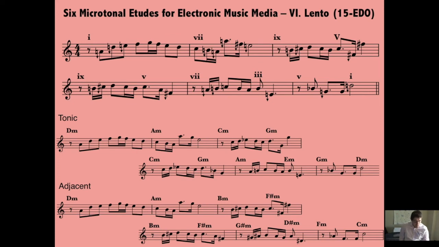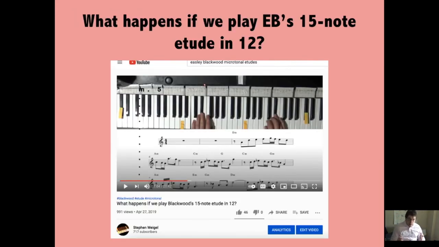And then in the adjacent version, the fact that the 240-cent step is analogous to a major second in 15 tone equal temperament means that the pitch continues to drop. So yeah, here's the YouTube video. I highly recommend you check it out if you'd like to hear those.